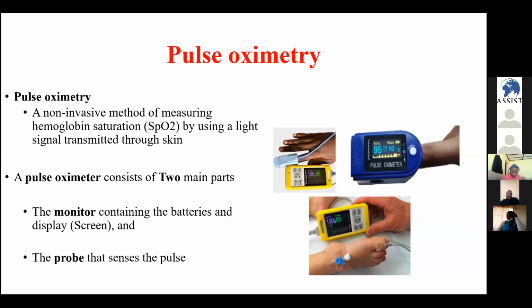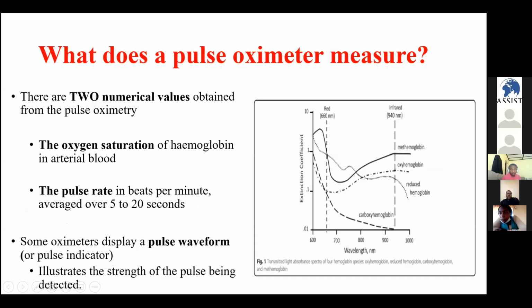Generally, the pulse oximeter has two main parts. One is the monitor, which contains the batteries and the screen to display the readings of the pulse oximeter, which are the pulse and the oxygen saturation. We also have the probe that senses the pulse of the patient. Next slide.